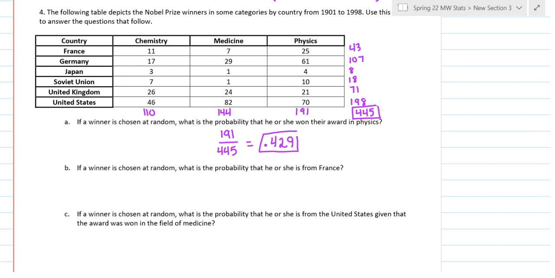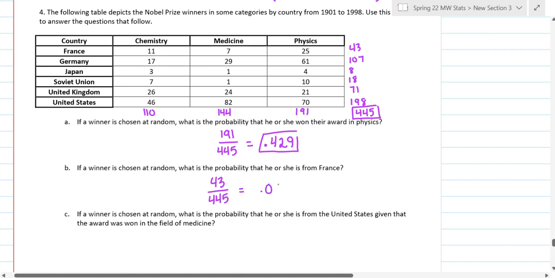Part B, if we choose at random, what is the probability he or she is from France? So we'll go to the France column, go all the way across. There's 43 total from France. We're still just choosing at random, so out of the total of 445. And that gives us 0.097.